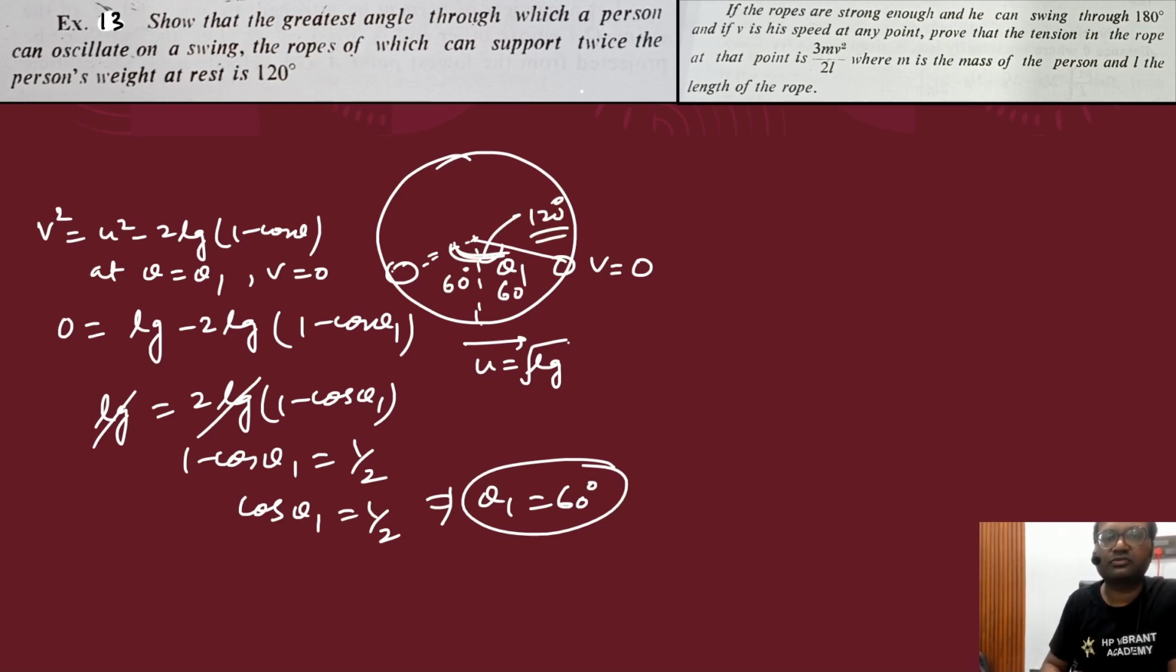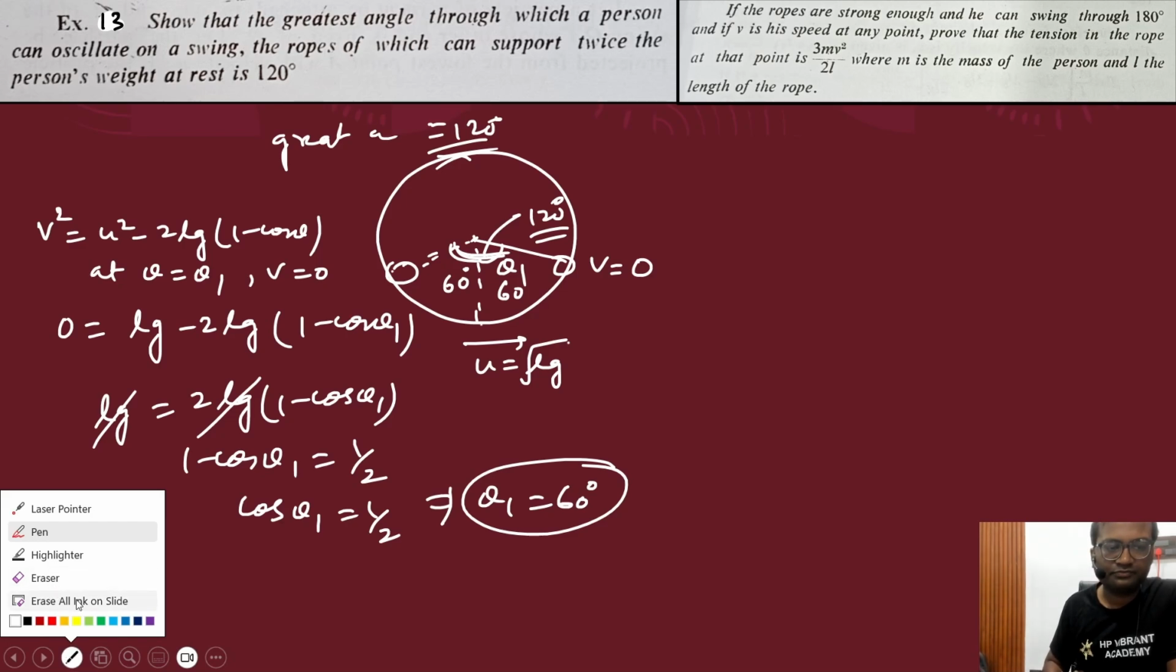This is being asked in the question. Okay, show that the greatest angle through which the person can oscillate on the swing, the ropes of which can support twice the person's weight at rest, is 120 degree. So the greatest angle is 120 degree. Okay, so let us solve part 2 of this question.